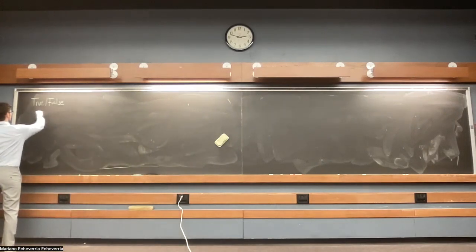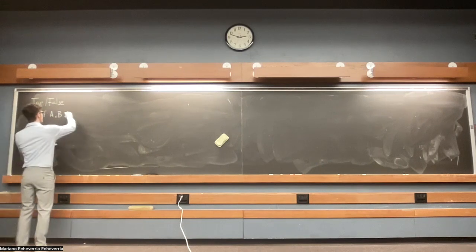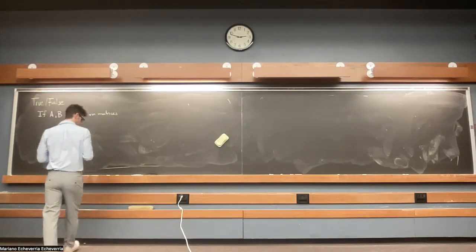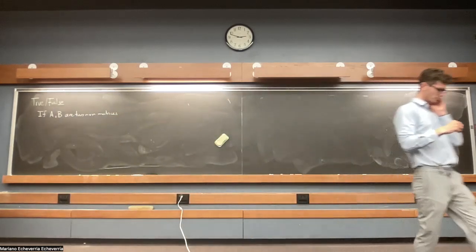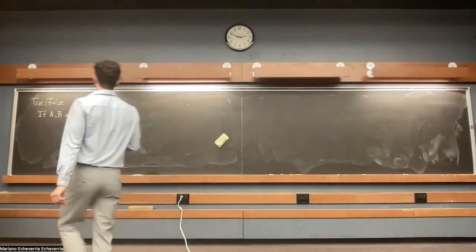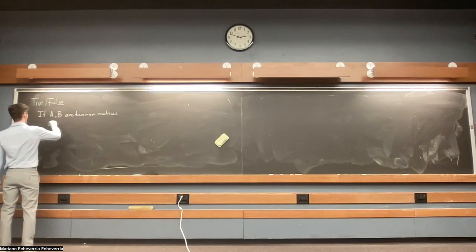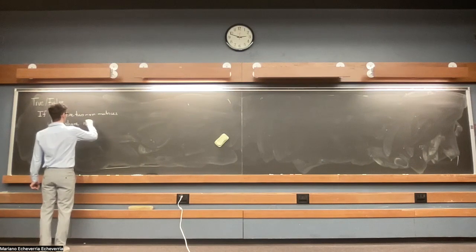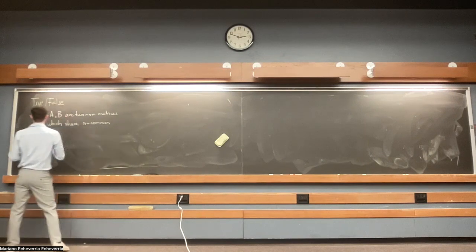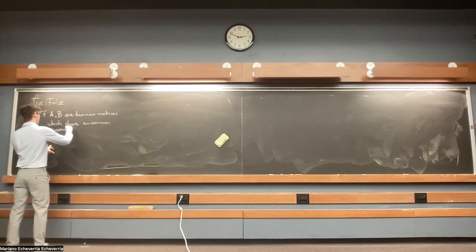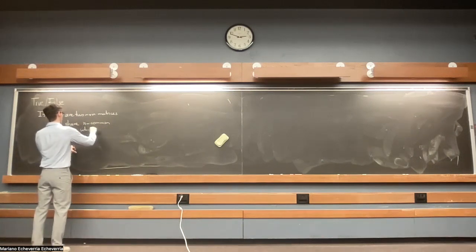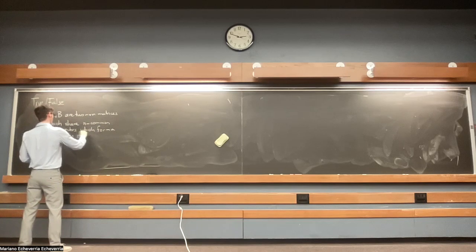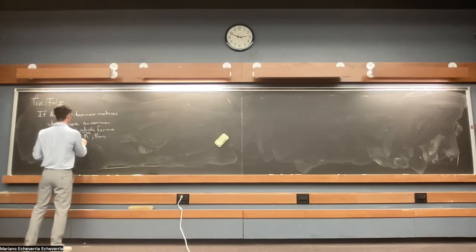Here's another true or false. If A and B are two n by n matrices that share n common eigenvectors which form a basis, then AB equals BA.